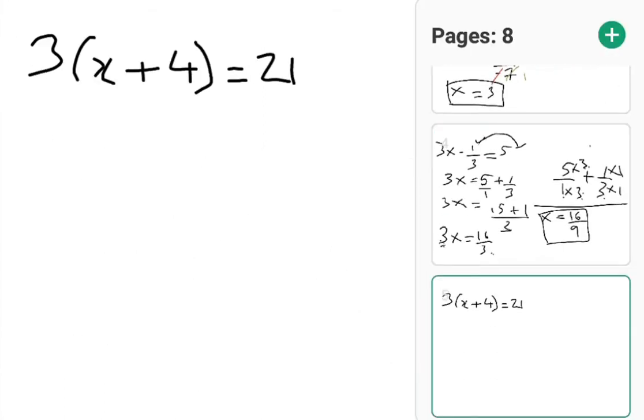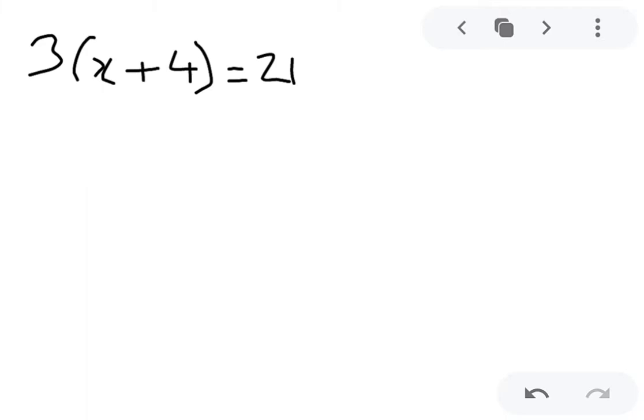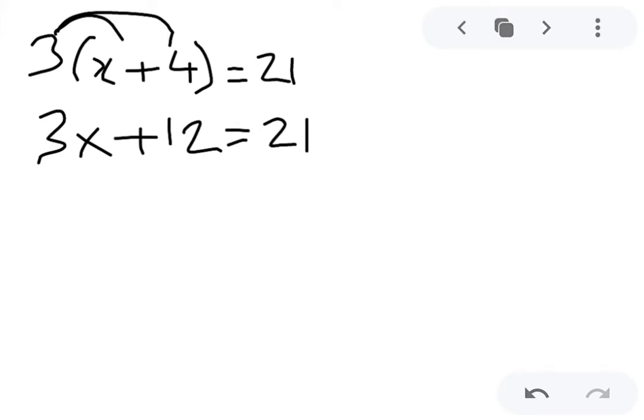Now the next type of sum is about brackets. Whenever you open the bracket, you have to multiply this 3 to both. So ultimately 3x plus 12 will give you 21. Now 3x is equal to 21 minus 12.